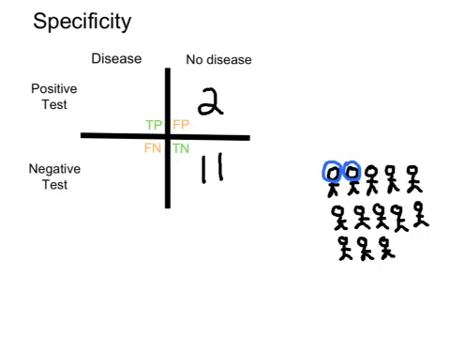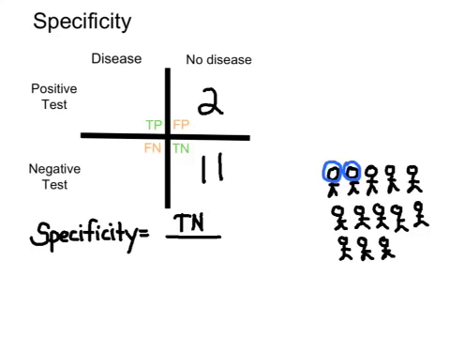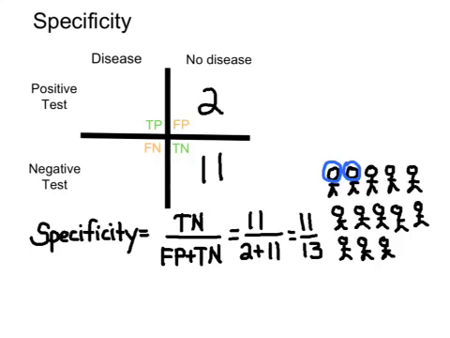So the specificity is the proportion of test results that were accurate among people without the disease. Therefore, specificity equals the true negatives, which is the number of accurate test results, over all of the people without the disease, which would be the false positives plus the true negatives. And so in this case, we have 11 true negatives over the false positives plus the true negatives, which equals 11 over 13, which, as you can see over here, is literally the proportion of the non-diseased who had an accurate test result.